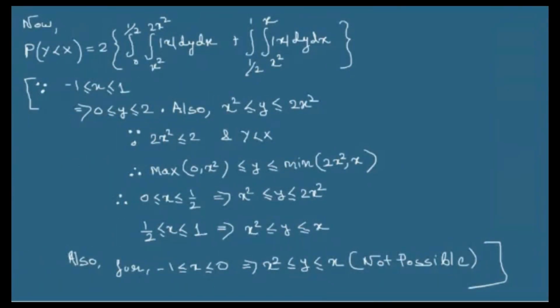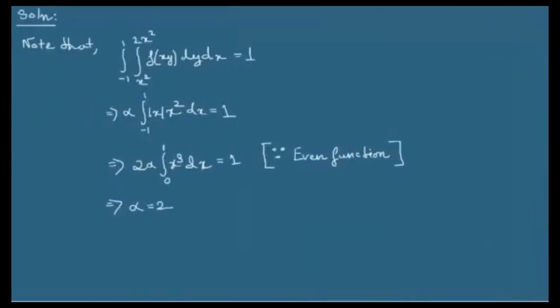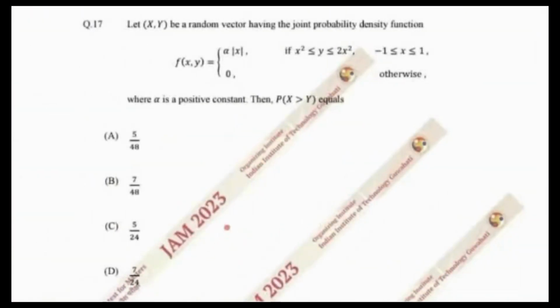The main catch of the problem was to determine and manipulate all these ranges of x and y, and to note that when x lies in the range -1 to 0, an impossible situation arises. Hence we should ignore this case. So for this question, our answer turns out to be option B, 7 by 48.